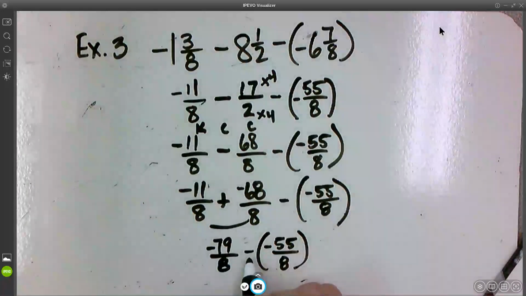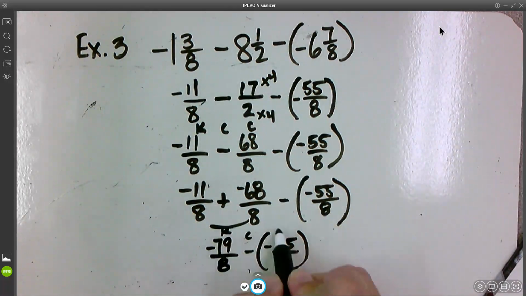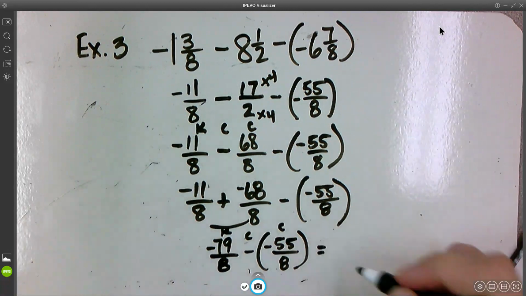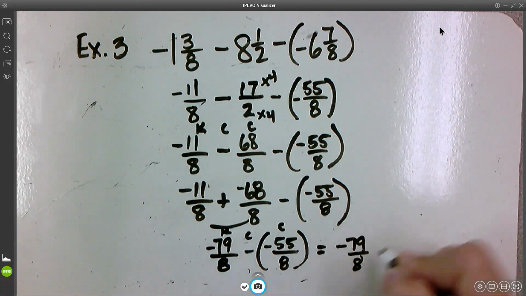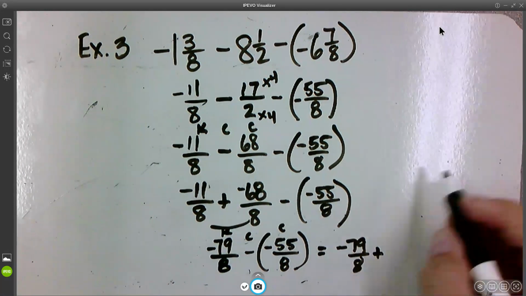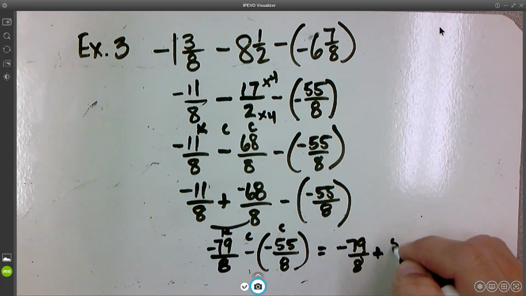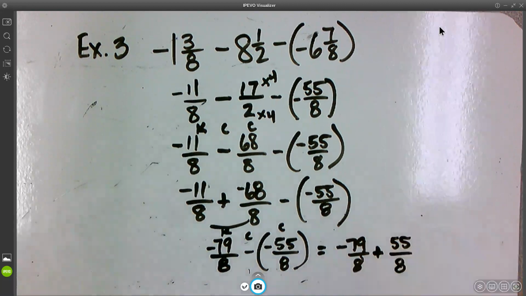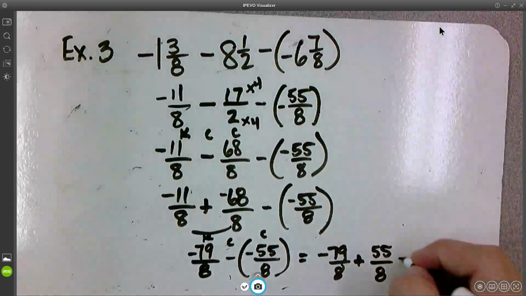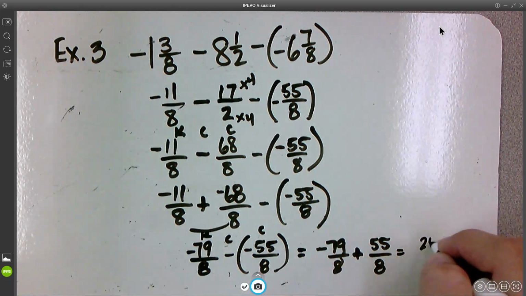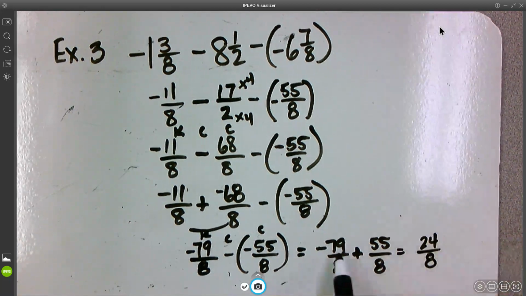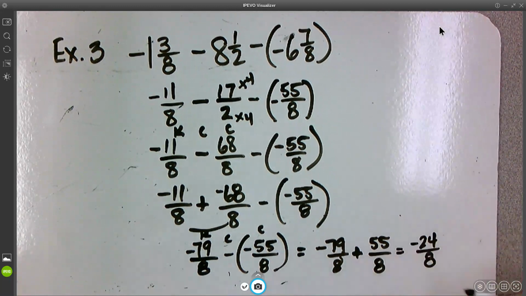And then again, because we have subtraction, we have to keep, change. I'm going to work to the right here because the screen, we're running out of room. We would keep our negative 79 over 8, change this to an addition sign, change our 55 to a positive, and then keep our denominator. So now we're adding 2 numerators with different signs, so we ignore the signs and subtract, bigger number minus smaller number, so 79 minus 55, and we get 24 over 8. The negative wins in the tug of war, so it is negative.